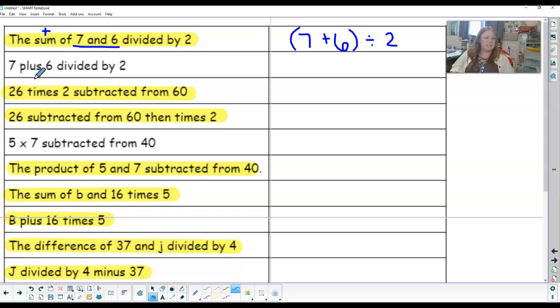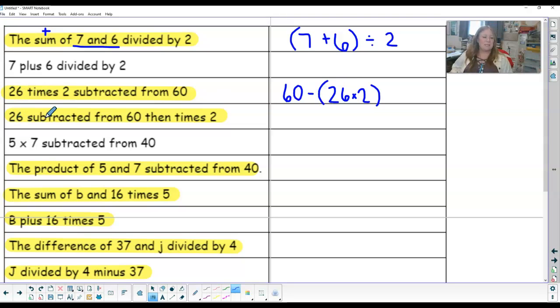And then this one says 26 times 2, and we're going to subtract this from 60. We're taking it away from there. So 60 actually has to go all the way to the front: 60 minus 26 times 2. I need to get more room here, so I'm going to scoot that over a little bit. It wants us to do 26 times 2 first. Then once we know that answer, we're going to do 60 minus that. We're taking it from that, so 60 has to be at the front.